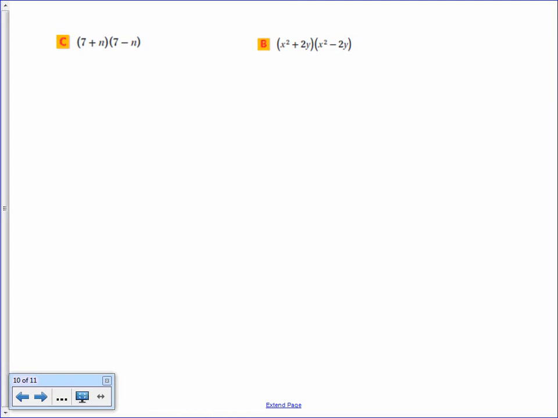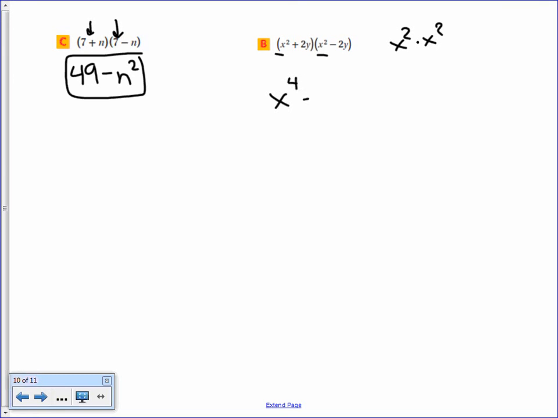A few more. So we got 7 plus n and 7 minus n. Remember, the only difference is that one's positive, one's negative. So 7 squared will give me 49. Minus, and n times n will give me n squared. Now, it doesn't matter if the positive one is first and the negative one is second. It'll still work the same way. So if these were flip-flopped around, it would still work. Letter B here, so square the first. So squaring an x squared, think of that as x squared times x squared. That's going to give me x to the fourth. And 2y squared, that's going to give me a 4y squared. So 2y times 2y will give me 4y squared.